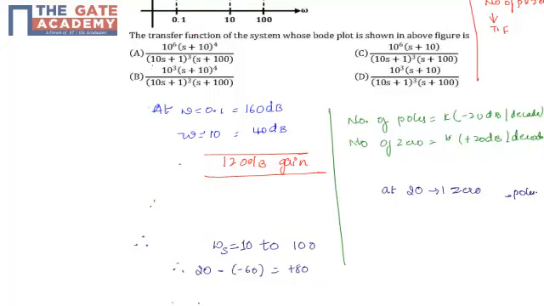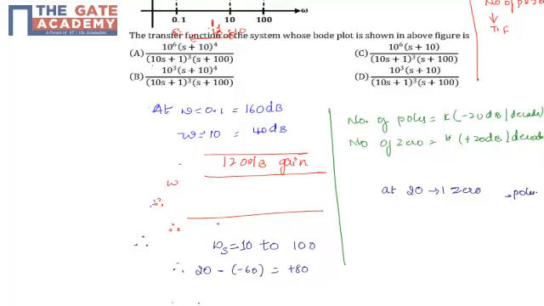When omega is changing from 0.1 to 10, we can see that there is a 2 decade difference. One decade is from 0.1 to 1, and another decade is from 1 to 10. So there is a gain fall down of 60 dB.